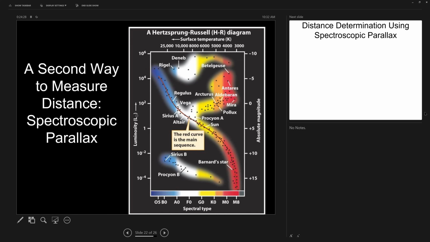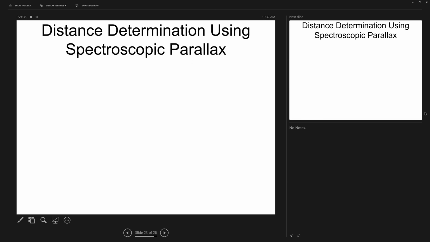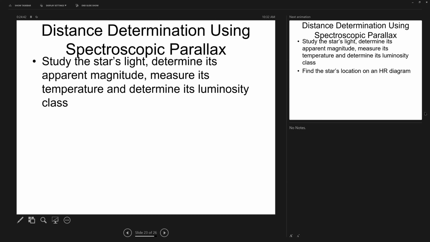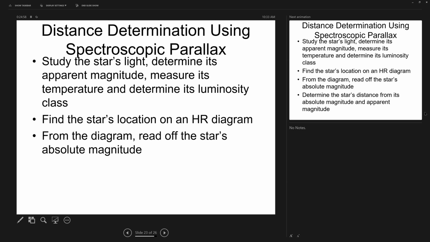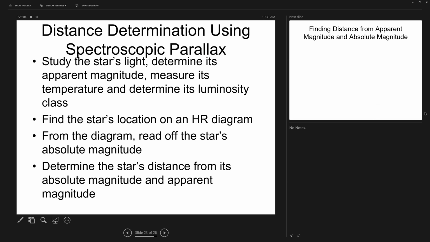Well, you already knew its apparent magnitude probably just by measuring the light coming from it here on Earth, and now you've done something to determine the absolute magnitude. And so, here are the steps you go through. You study its light, determine its apparent magnitude, measure its temperature, determine its luminosity class, find it on an HR diagram, and from the diagram, read off the star's absolute magnitude. And then you can figure out its distance from the apparent and the absolute magnitudes.